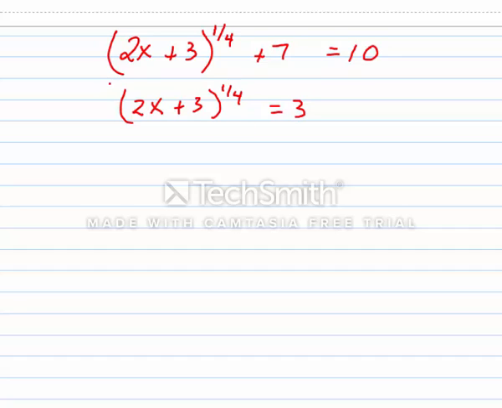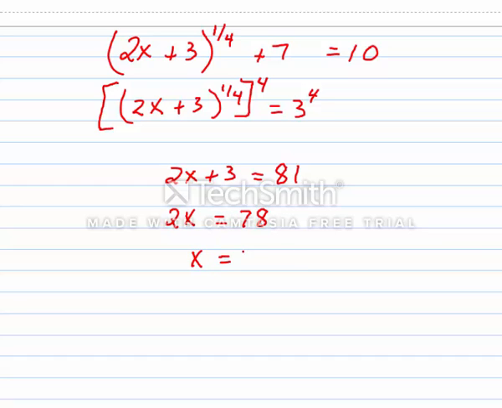Now we raise both sides to the 4th. If we raise this whole thing to the 4th, and this to the 4th, right? 1/4 times 4 is 1. So we get 2x plus 3 is equal to 3 to the 4th, which is 81. Subtracting 3, 2x is equal to 78. And dividing by 2, x is equal to 39.